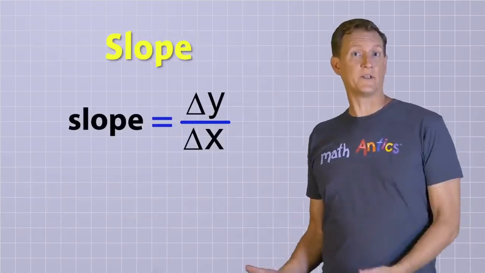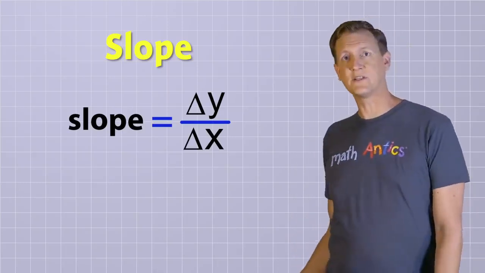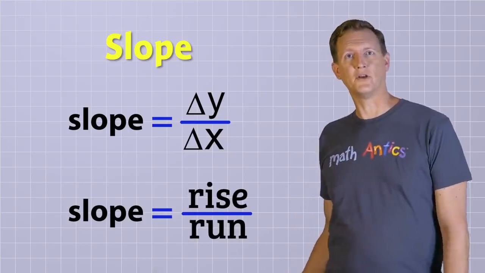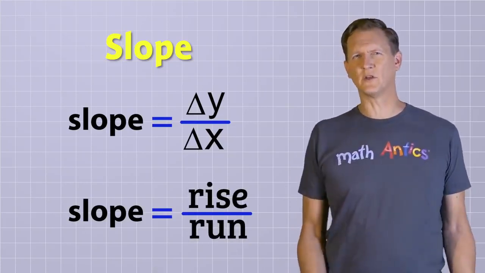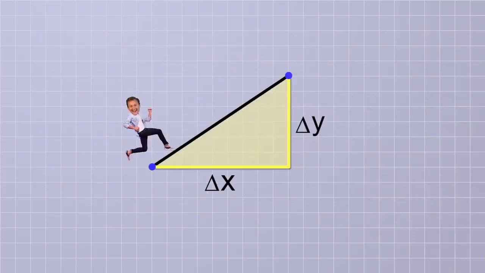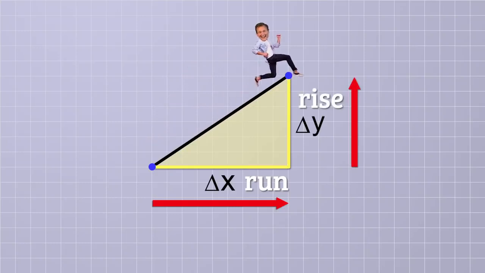And some of you may have heard this same equation expressed using different terminology. Have you ever heard someone say that slope equals rise over run? Rise and run are just different names that are sometimes used to describe the change in y and the change in x. The idea is that if you were to run along the line in the x direction, you would rise by a certain amount while you did that.